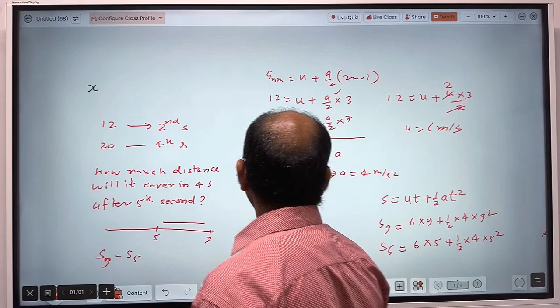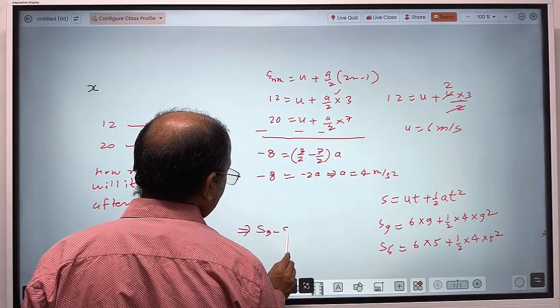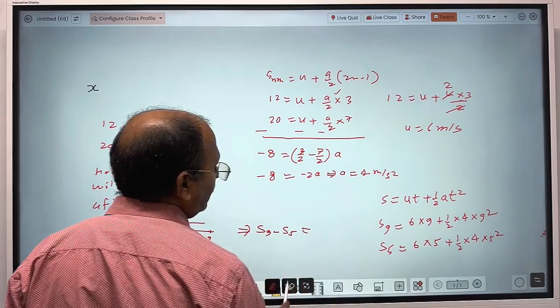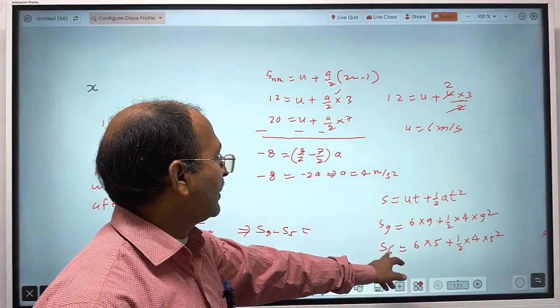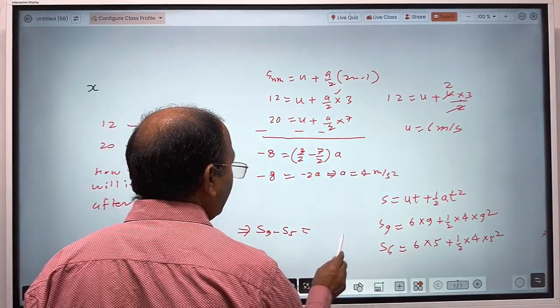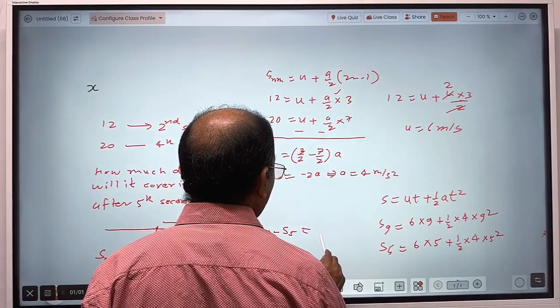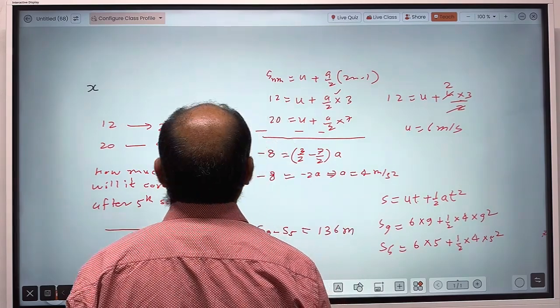Now, what is left? Our concern was to get S9 minus S5. So we have got the values for S9 and S5. We can find the difference. And if you evaluate, that will come out to be 136 meter. That is our answer.